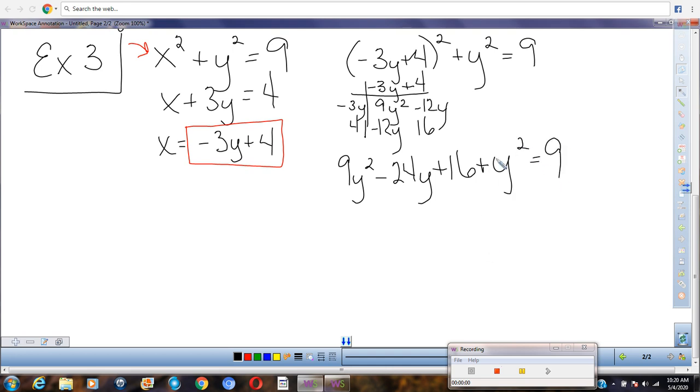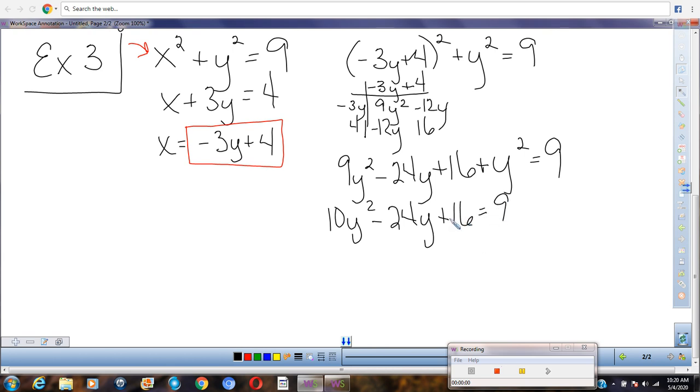All right, so let's combine like terms. So I have, let's see, I have 10y squared minus 24y plus 16 equals 9.